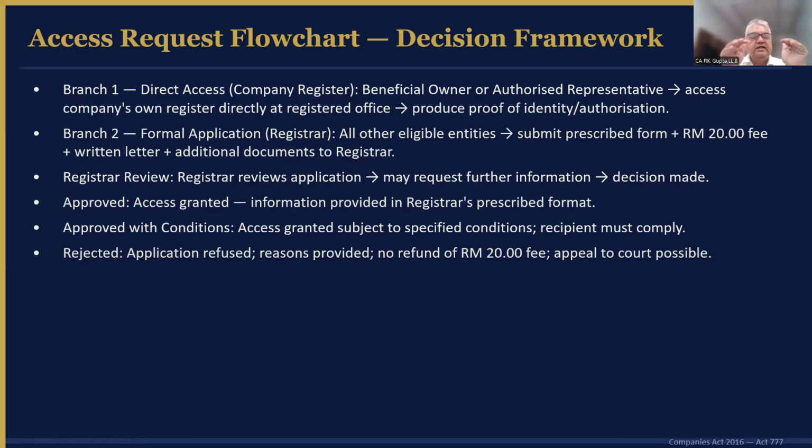Access requests framework. Branch 1: direct access to the company register. A beneficial owner or authorized representative can access the company's own register directly at the registered office by producing proof of identity or authorization. Branch 2: formal application to the registrar. All other eligible entities must submit the prescribed form plus the 20 ringgit fee plus a written letter plus additional documents to the registrar.